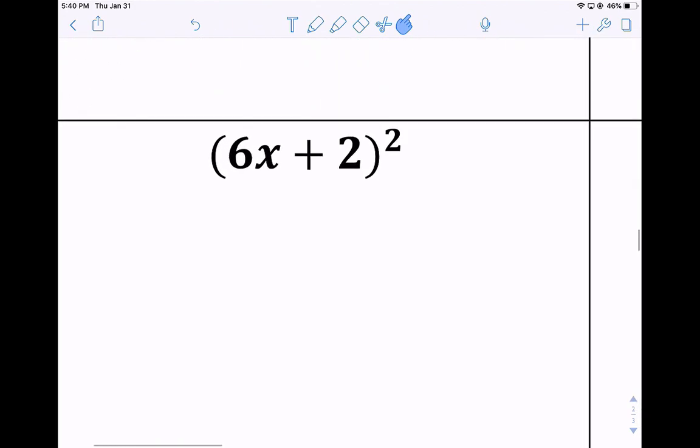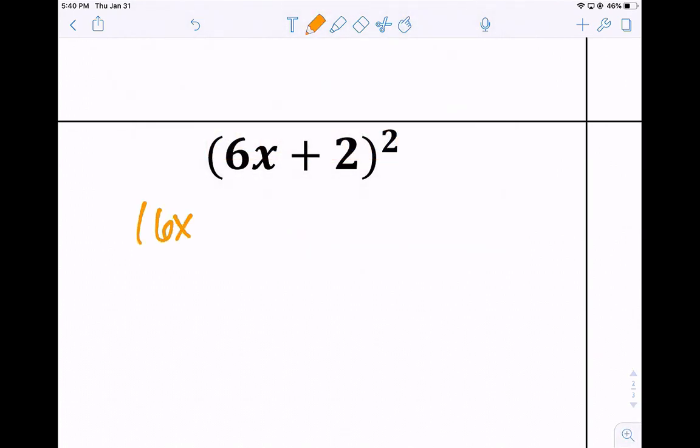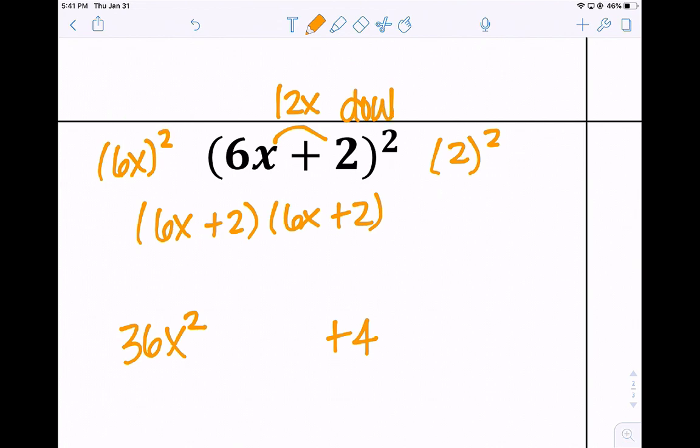Okay. So this one, 6x plus 2 times another 6x plus 2. So to get the first term, we take the first term, 6x, and we square it. 6x squared is 36x squared. To get the last term, we take the last term and we square it. 2 squared is positive 4. To get the middle piece, we multiply these pieces together, so 6x times 2 gives us 12x, and then we double it. So when I double 12x, I get plus 24x.